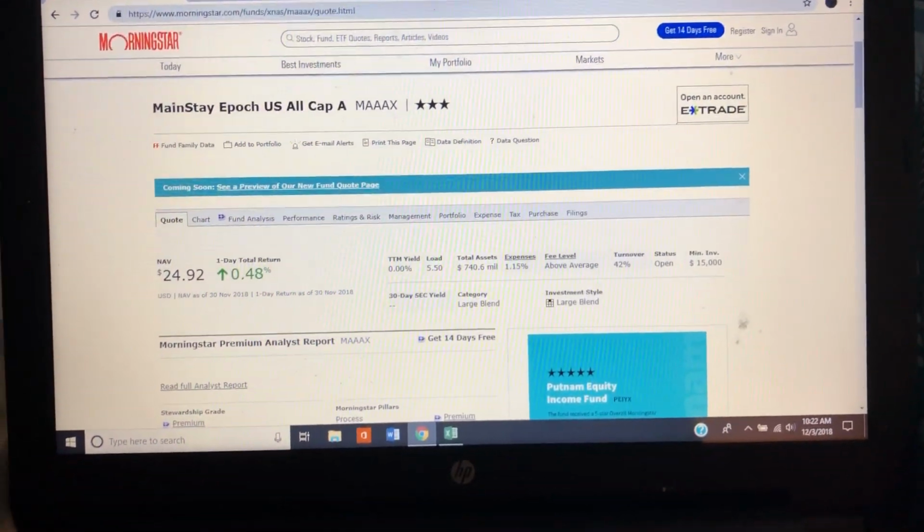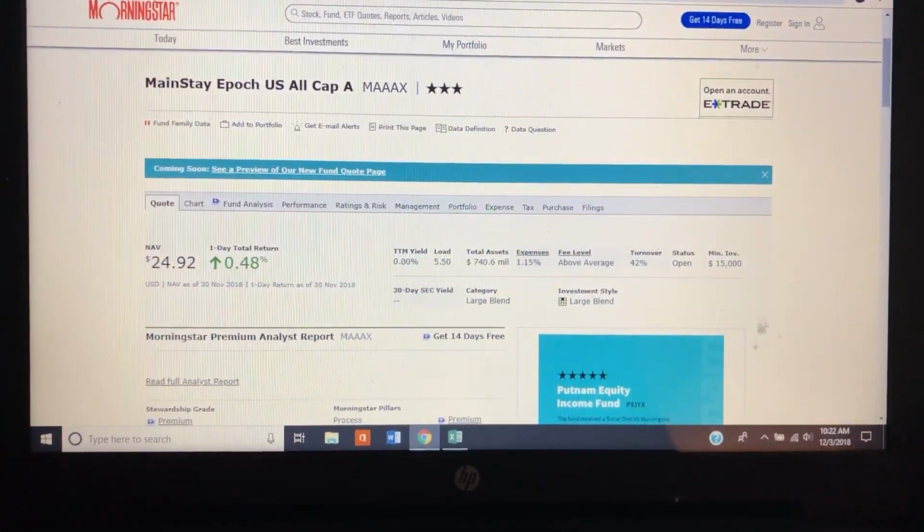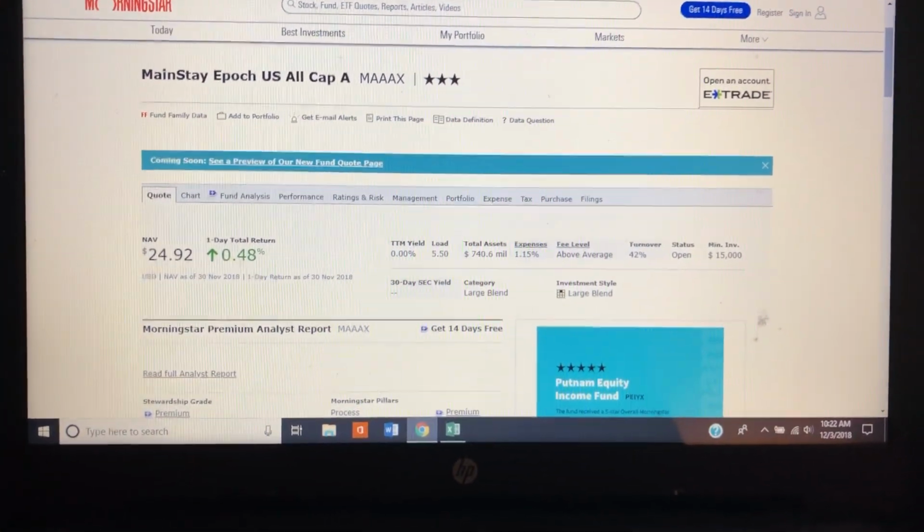Hey, finance experts. Today we'll be looking at mutual funds and getting statistical proof that turnover ratio and yearly returns are correlated with one another.